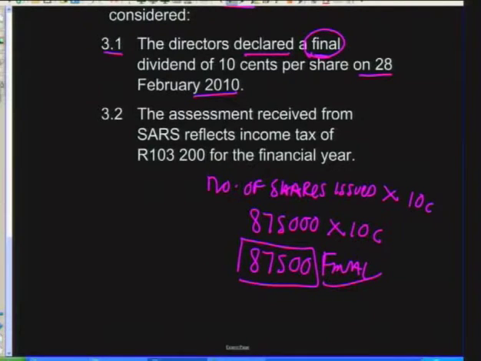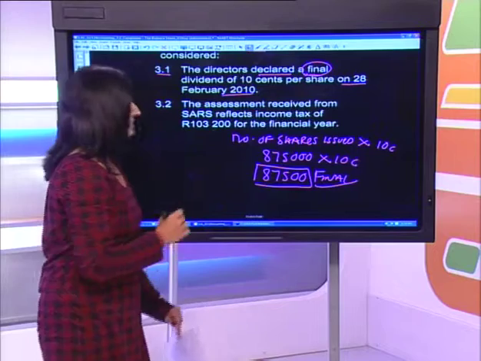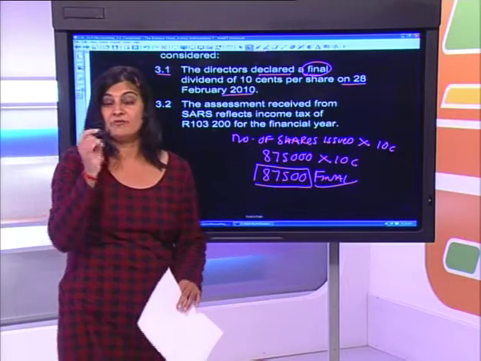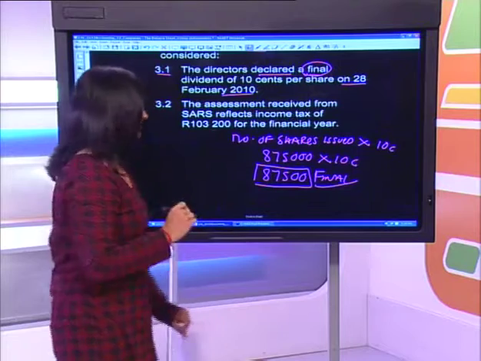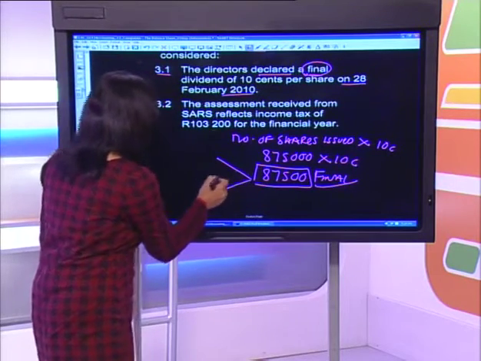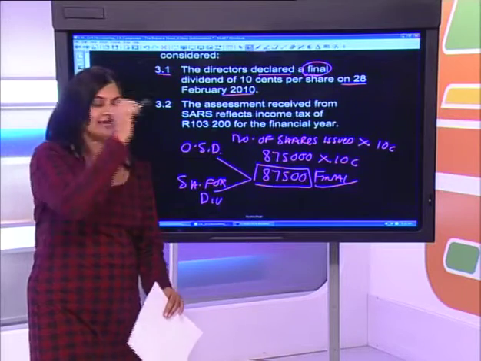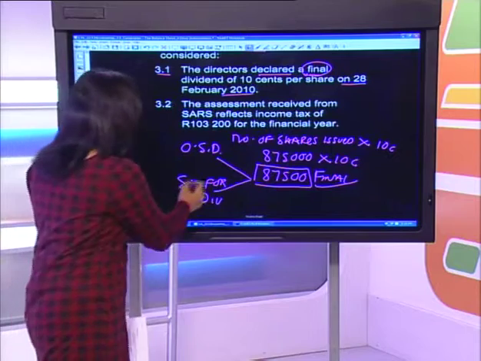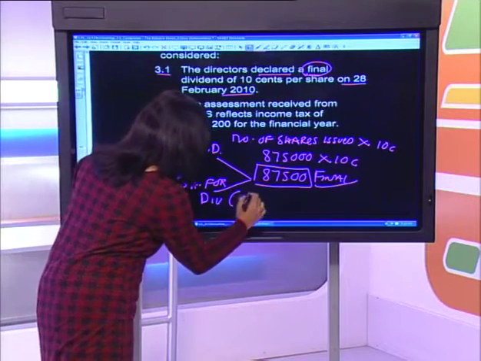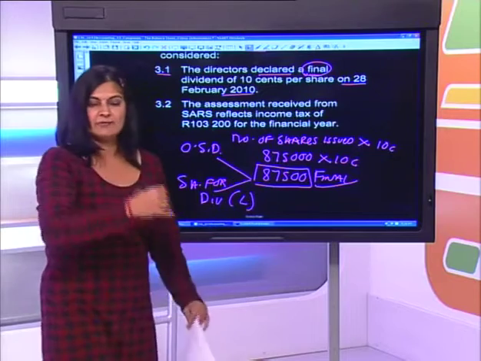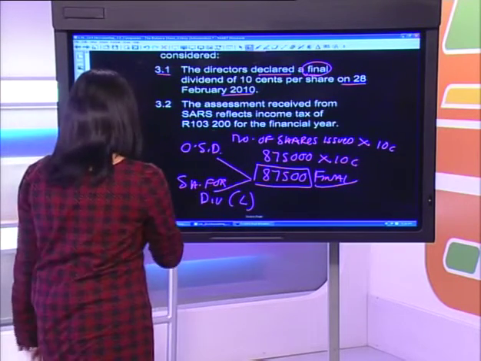Okay, let's now look at which two accounts are going to be affected with this final dividend that is declared. Remember, final dividend is never paid, it's only being declared. So the two accounts that will be affected would be my ordinary share dividends as well as shareholders for dividends. Okay, ordinary share dividend is the amount that I take to appropriation. Shareholders for dividends is a liability, so obviously it's going to affect my balance sheet as well.